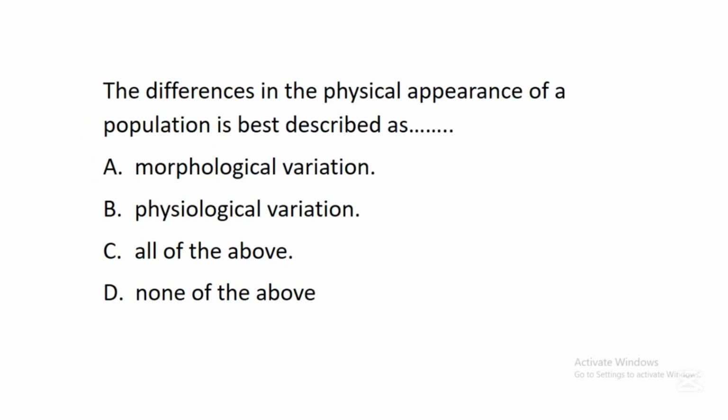The next question says, the differences in the physical appearance of a population is best described as dash. A. Morphological variation. B. Physiological variation. C. All of the above. D. None of the above. In this question, the correct answer is A. Morphological variation. So morphological variation is the differences in the physical appearance of organisms. It's the differences in the physical appearance of a population.